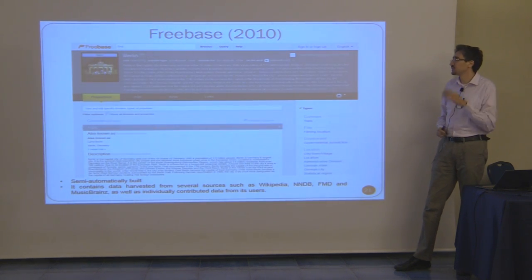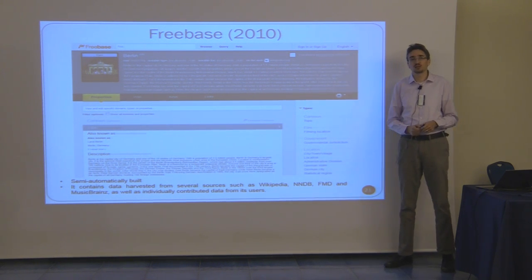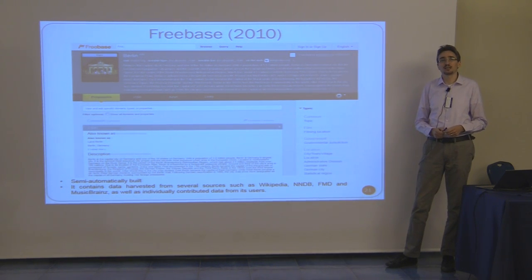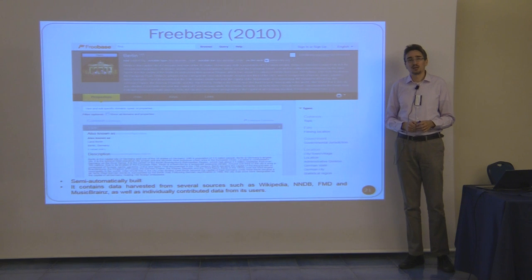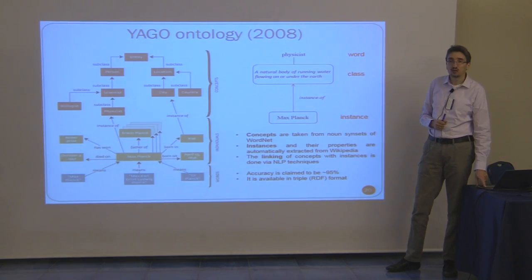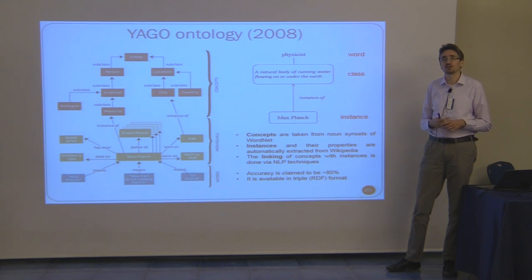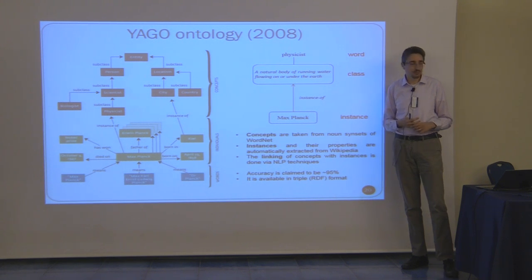Another similar initiative is Freebase. Freebase, to some extent, is very similar to Yago, but instead of taking knowledge only from Wikipedia, it aggregates several different resources. Actually, I have to tell you that even in the case of Yago, initially they were only considering Wikipedia, but nowadays they also import other resources like, for instance, GeoNames, which is a data set which contains information about around 7 million locations all over the world.